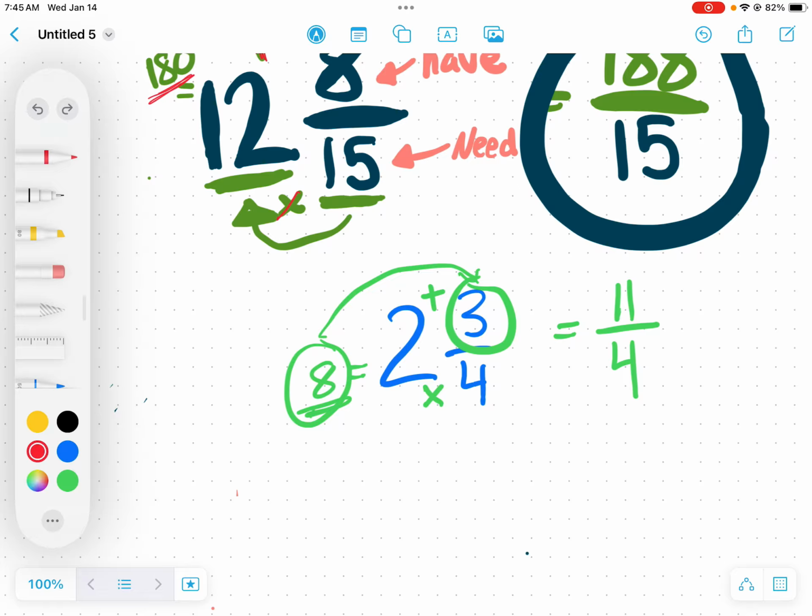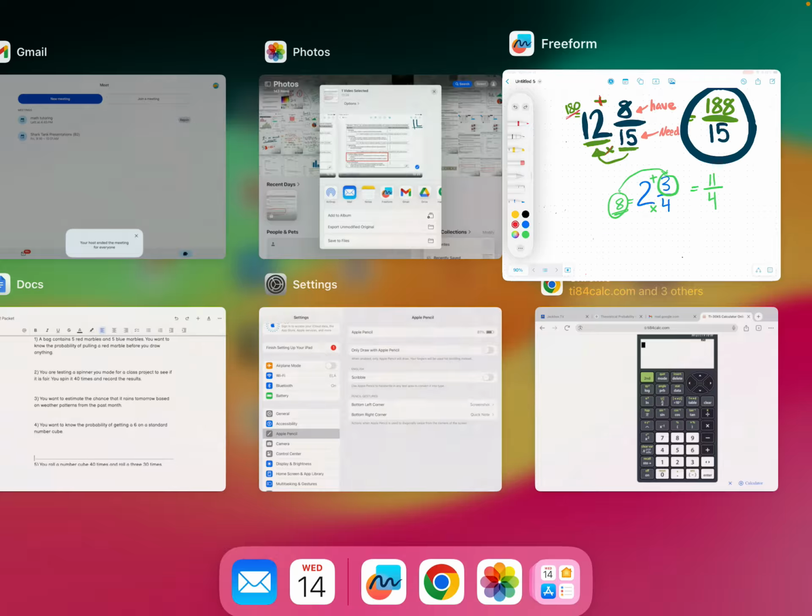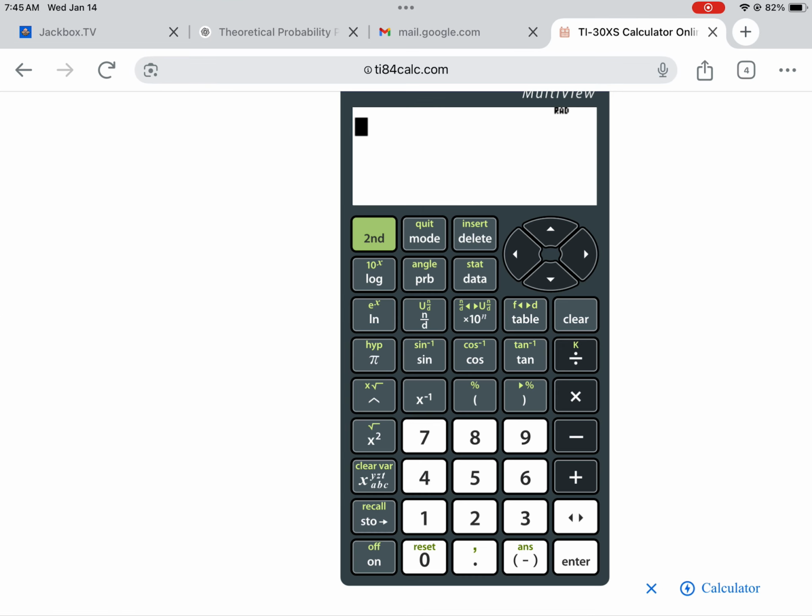Okay, so you're going to try and practice a couple yourself. When you're going the other way, when you're turning improper into mixed, it's a little bit harder. You're just going to divide, because the fraction bar means to divide. So if you wanted to change your improper fraction into a mixed number, you would just divide the top number, the numerator, by the denominator. But I'm just going to show you how to do it in your calculator because that's what you guys are going to be using for the most part.